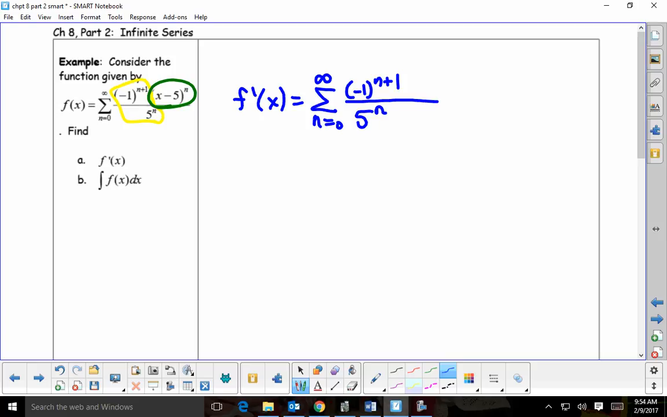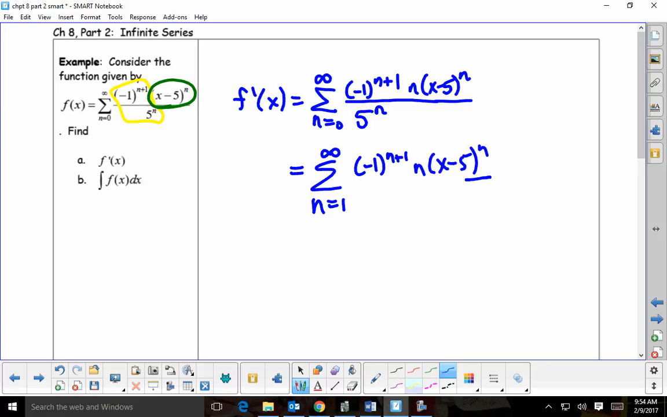That guy went along for the ride. And now I'm going to do my power rule. And what happens at 0? When I plug n to be 0, I get out 0. So can I actually simplify this? Yes.